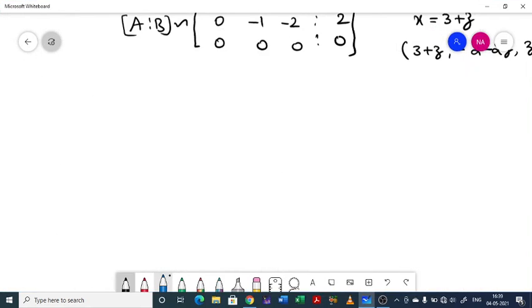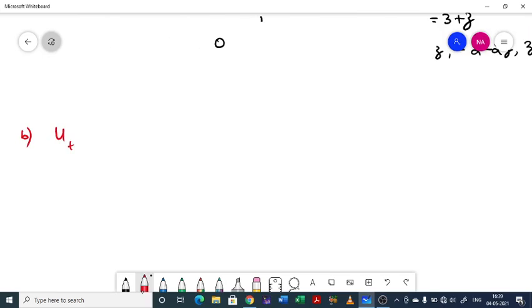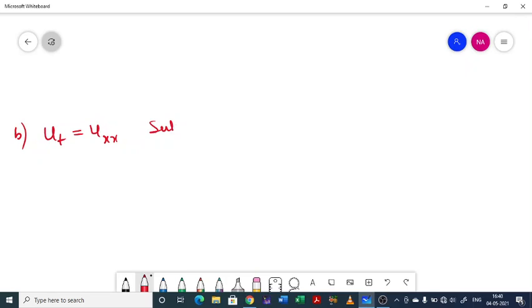Problem B. Given ut equal to u double x, subject to the conditions, u of 0 comma t equal to 0 and u of 1 comma t equal to 0 and u of x comma 0 equal to sin pi x.